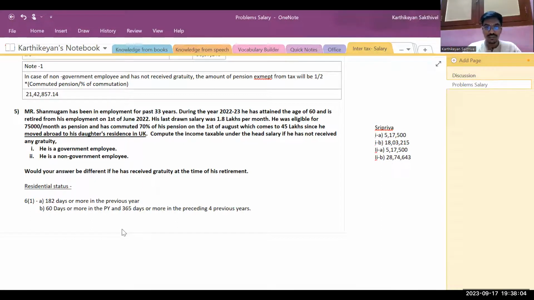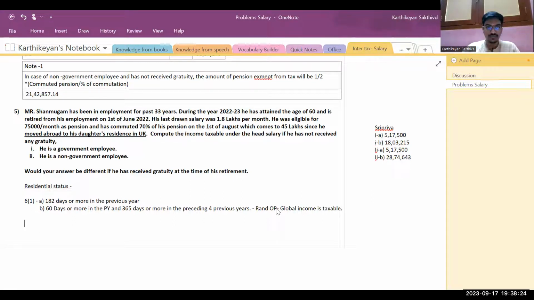Yes, sir. So basically, these are the two conditions. In this, he falls under the second condition: 60 days or more in the previous year, 365 days or more in the preceding 4 previous years. Hence, resident and ordinarily resident. Hence, global income is taxable. Correct? Yes, sir.